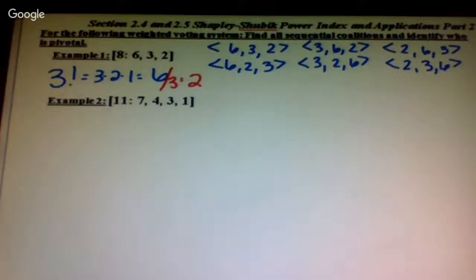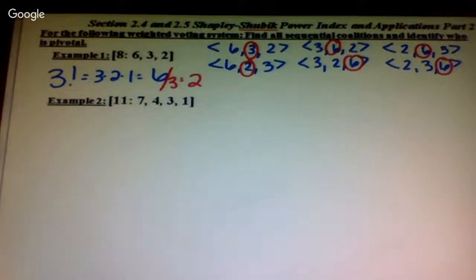Let's find who's pivotal. I need to reach the number 8. So who's pivotal out of 6, 3, 2? 3. 6, 2, 3: 2. 2, 6: 6. And then 6 again, and 6 again, and 6 again.